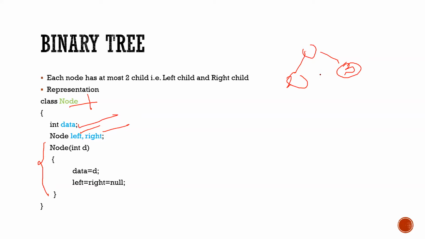Left and right are the two instances of class node. No, left and right are the two links. These are the two variables. First of all, left and right are two variables, and then we have made an instance from the node class, so that it can point to the next node.